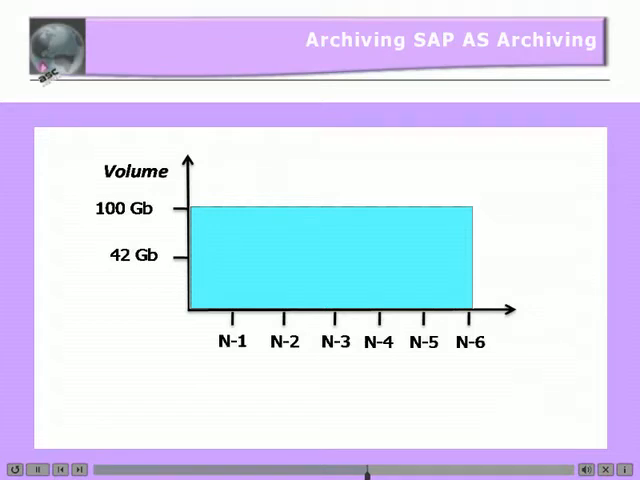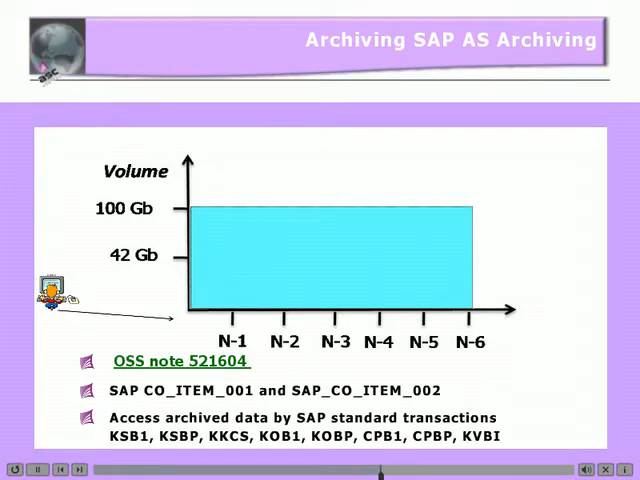Let's imagine your company generates 100 GB of CO detailed data a year. We will look at a 6-year period. Such information contained in the COEP table may be archived using the CO_ITEM archiving object. If your users require data access through SAP transactions during a 4-year period, you may do better than keeping 600 GB in the database. You may apply OSS Note 525604 that creates two SAP AS structures, SAP_CO_ITEM_1 and SAP_CO_ITEM_2, and allows you to access archive data through SAP standard transactions such as KSB1, KSBP, and some other transactions. During the deletion job, SAP will load the two SAP AS structures.